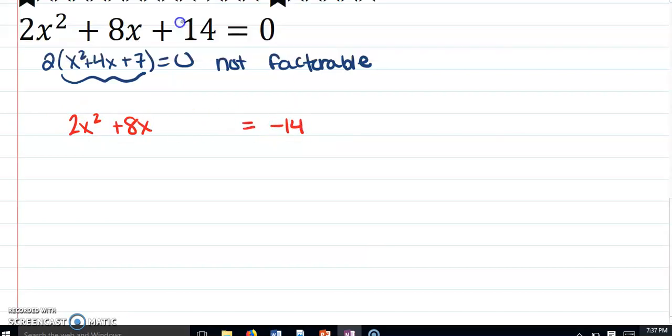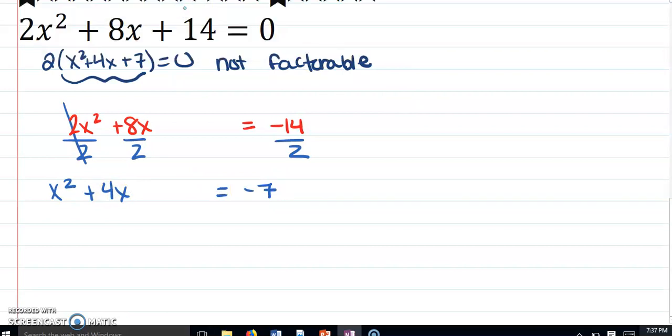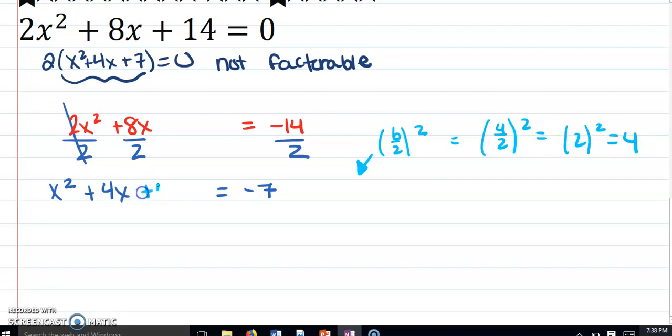And then divide every term by a so that there is no a value. And we get x squared plus 4x equals -7. The next step in completing the square is to take b, divide it in half, and square it. And we use the formula b over 2 squared for that. So b is 4, divided by 2 is 2, squared is 4. So that gets added to both sides of the equation.